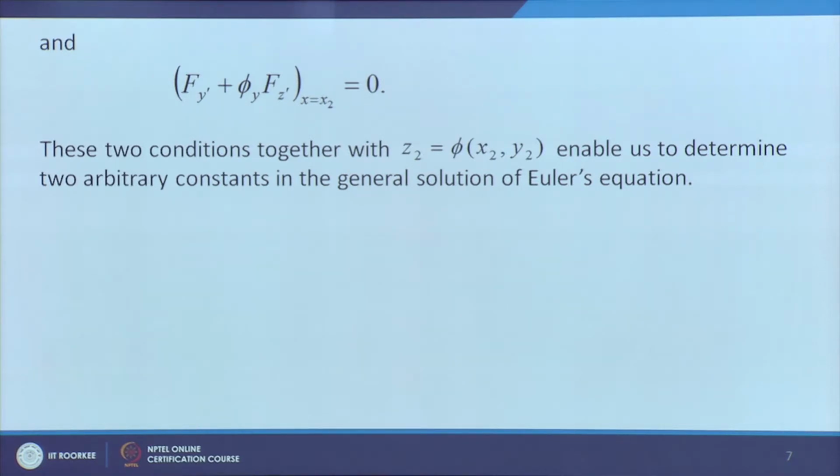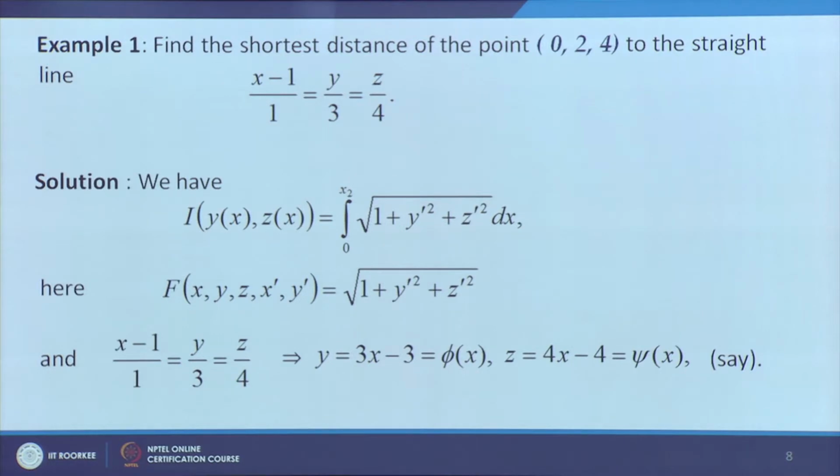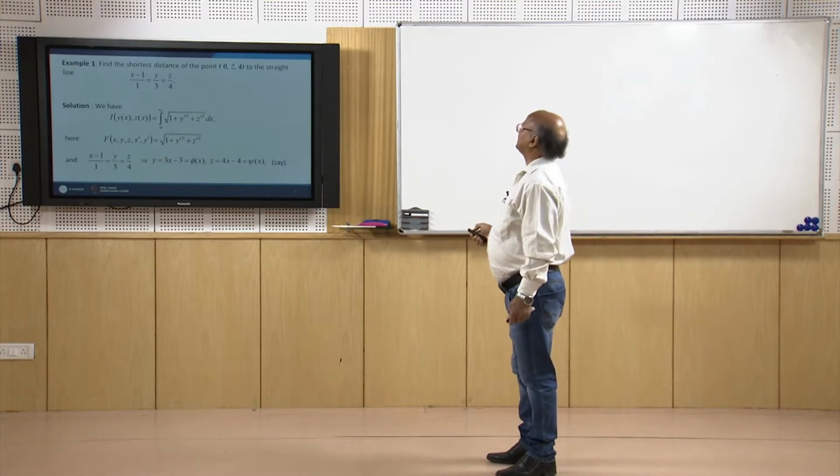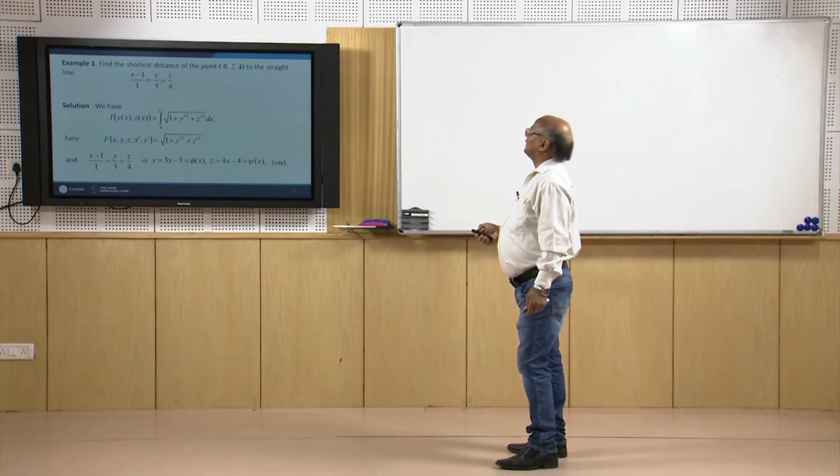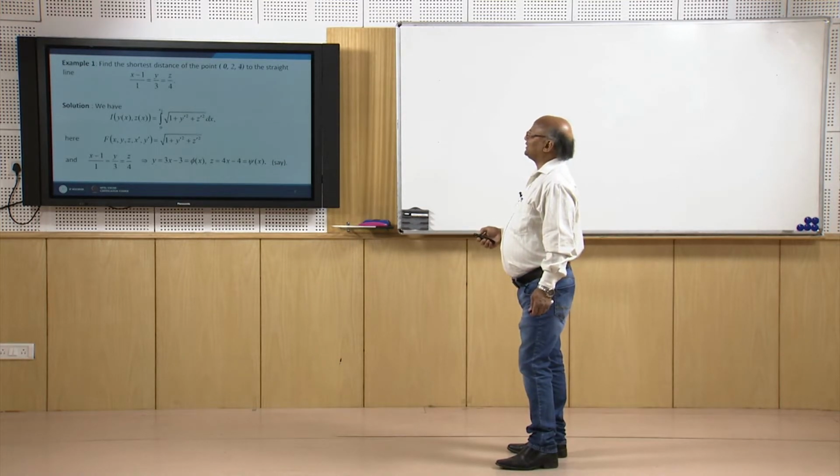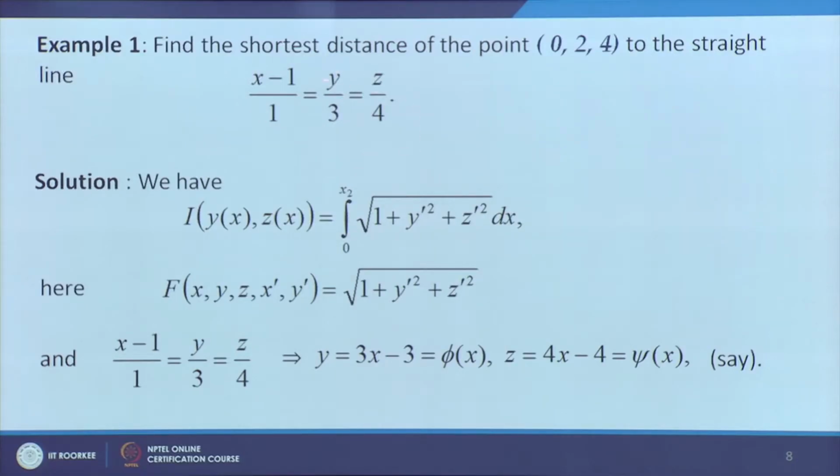Now, let us take the example on this article. Let us find the shortest distance of the point 0, 4 to the straight line given by x minus 1 over 1, y over 3, z over 4. The equations of the line are given in the symmetric form. So, we know that I is the integral because the x1 point is 0; this is x1 y1 z1 which is a fixed point. So, x1 is 0 here, x2 y2 z2 is a variable point which will lie on the line given here.